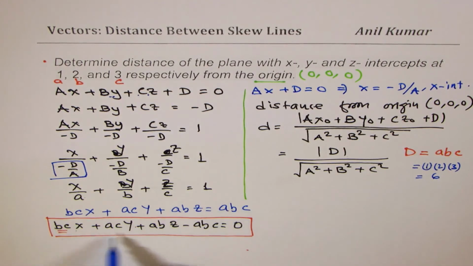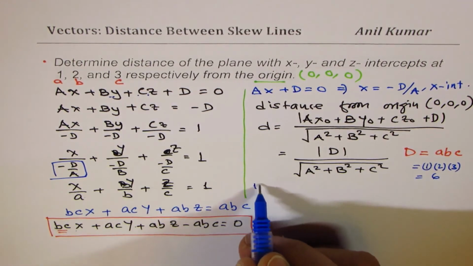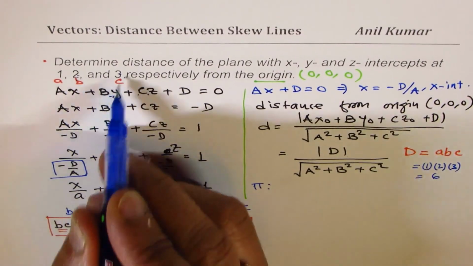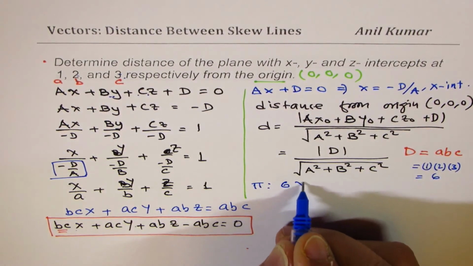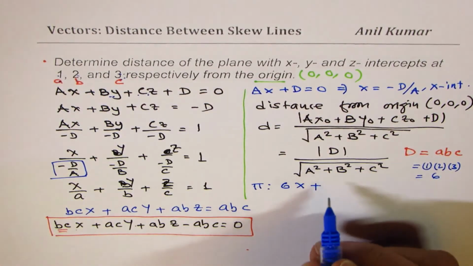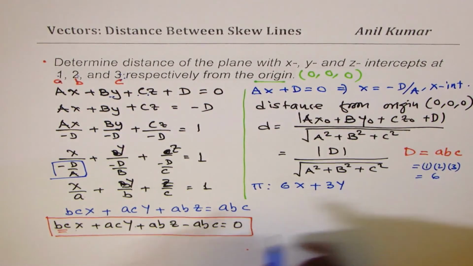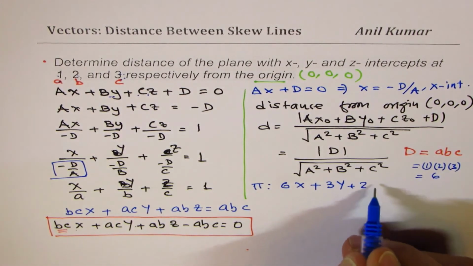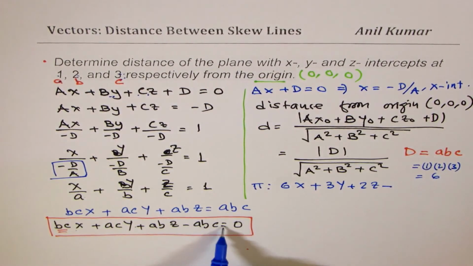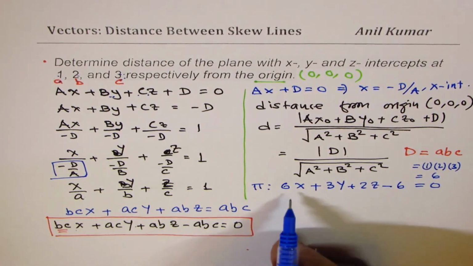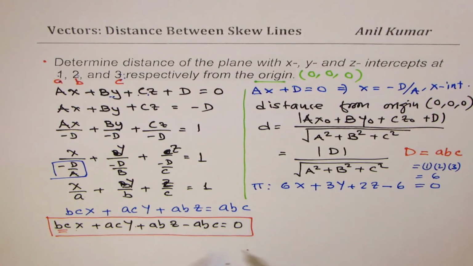So what we get here as the equation of plane pi, B times C, that means 2 times 3, 6. We get 6x plus A times C, which is 1 times 3, is 3y. AB is 1 times 2, which is plus 2z minus ABC, 1, 2, 3. When you multiply, you get minus 6 equals 0. That is the equation. You get an idea, right?